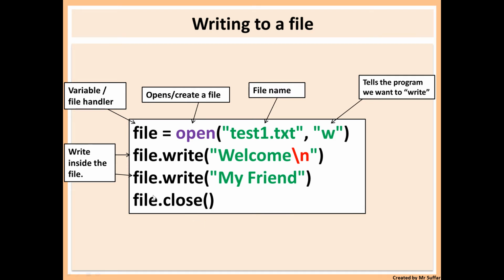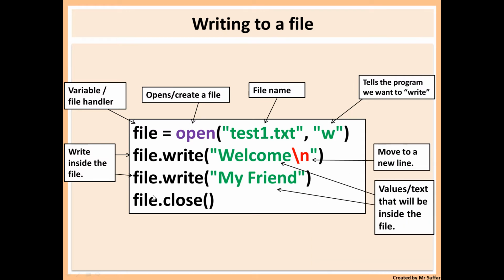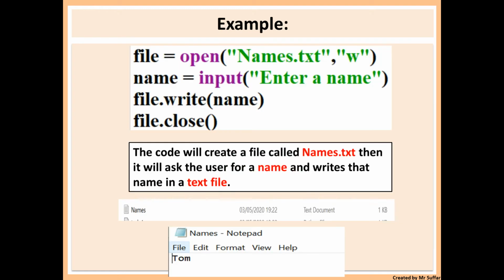Then file.close will close the file and save it as well. Now, if you don't add the file.close, then it will not work. It will not save. It will create the file for you, but it will be empty. There will be nothing there. You need to close the file to be able to save it.